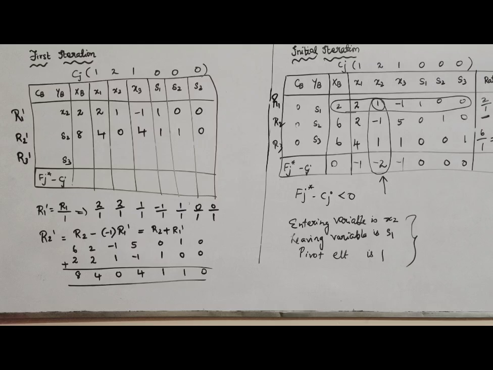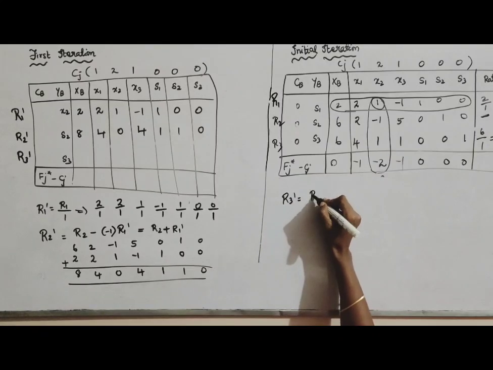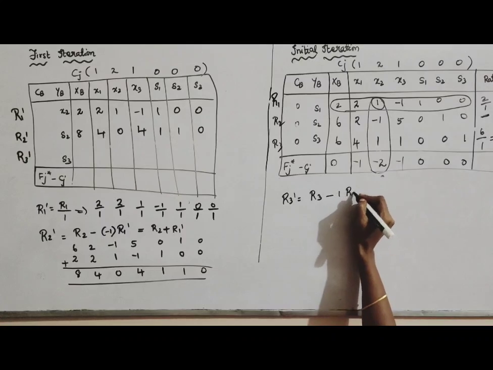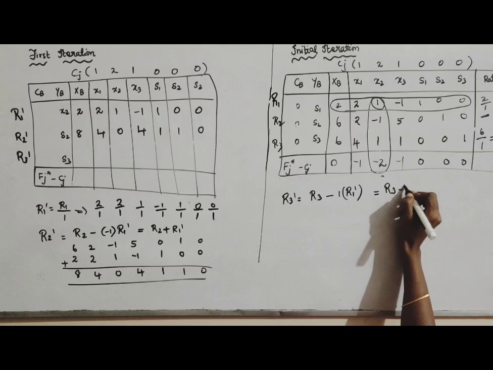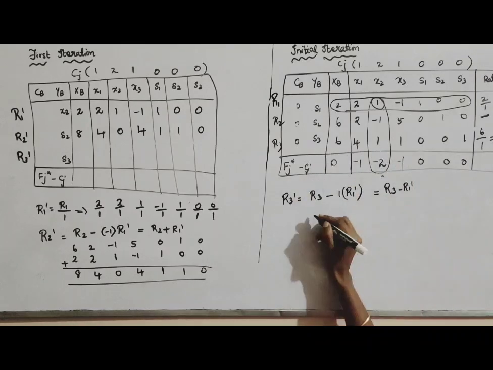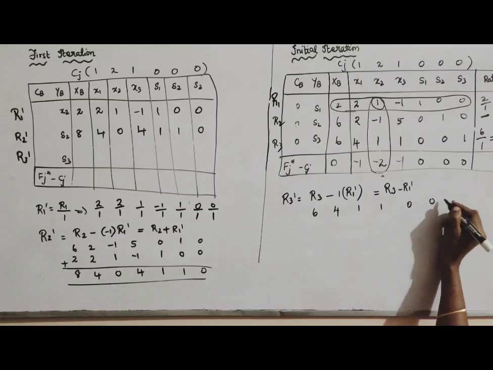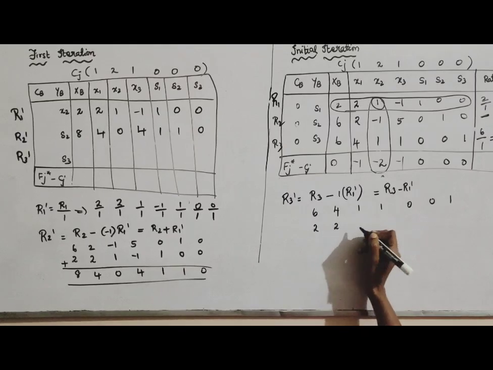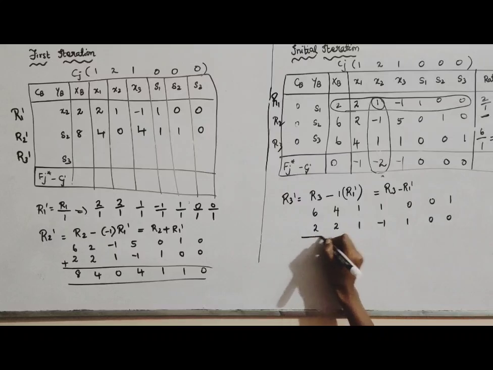Okay. Now, we have to find the R3 dash value. R3 dash is equal to R3 minus the corresponding column coefficient, that is 1 into R1 dash. Okay. This can be written as R3 minus R1 dash. What is R3? That is 6, 4, 1, 1, 0, 0, 1. And what is R1 dash? 2, 2, 1, minus 1, 1, 0, 0.